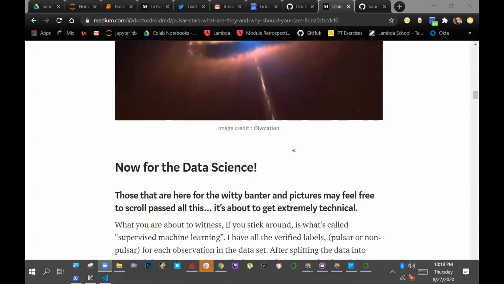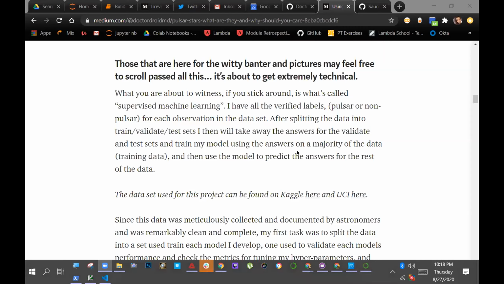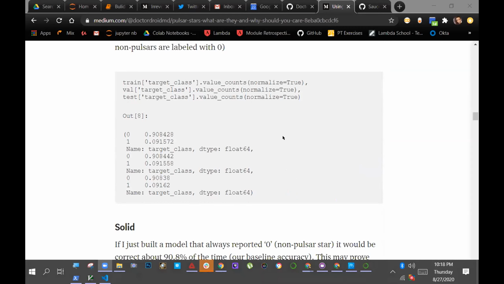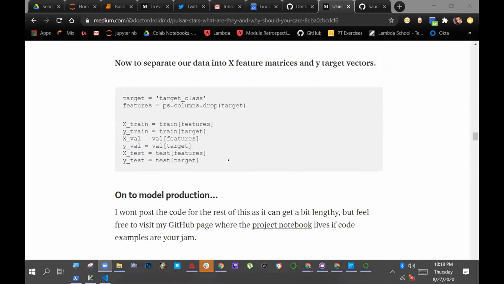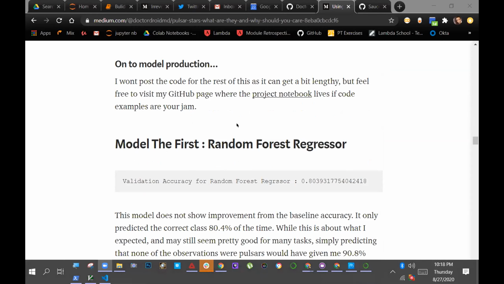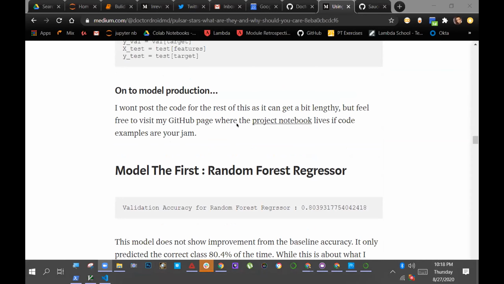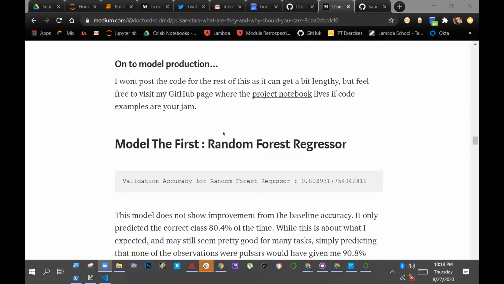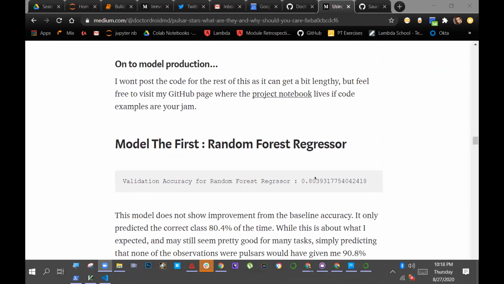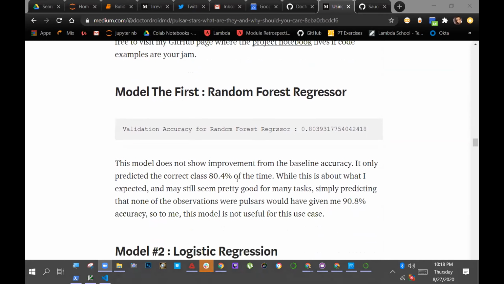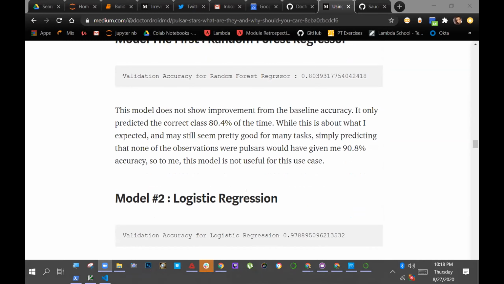Some pretty cool pictures and onto the data science. I break down how I split the data. I check that stratify works, as we know it does, but I explained that a little bit as well. Also into my X train and X test sets and y vectors. And then I go into random forest regressor. The first model gets an 80.3%. Not so great because 80.4% is not as good as the baseline, which in this case is about 90.8%. So it's not useful for this use case.